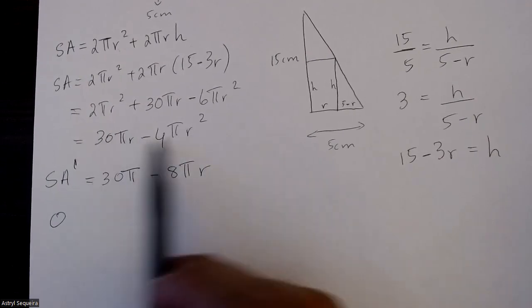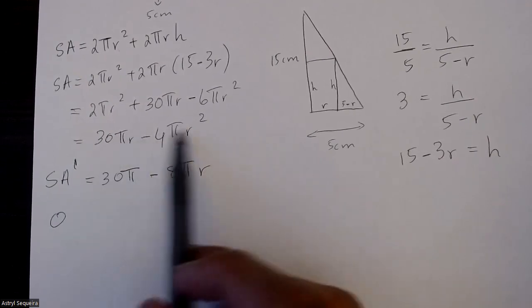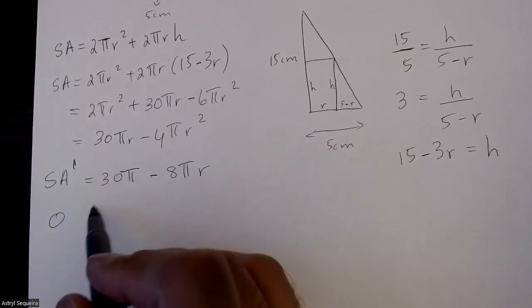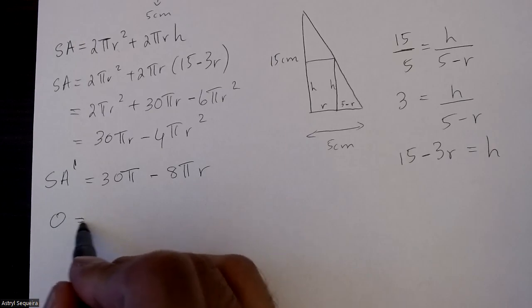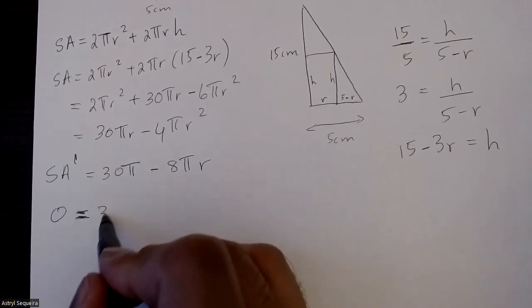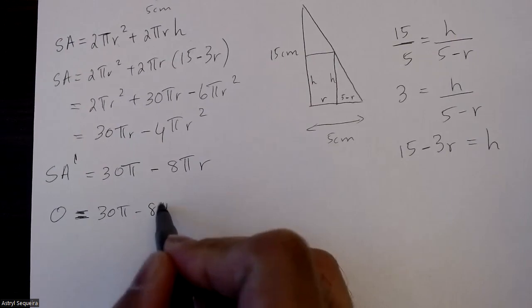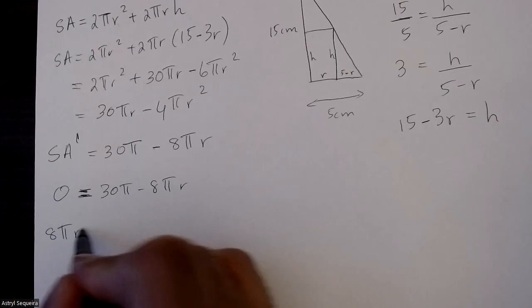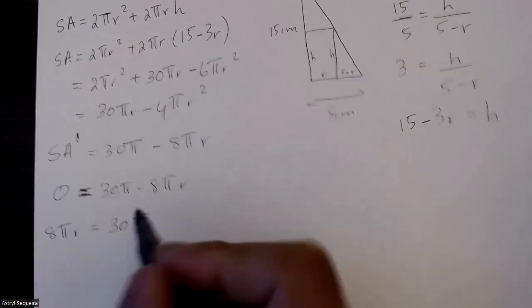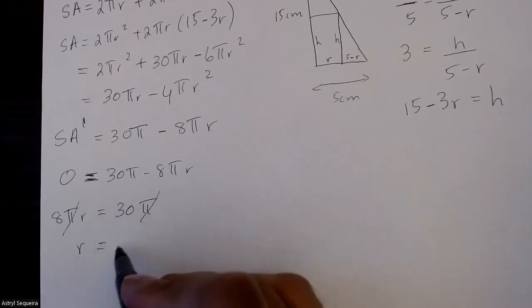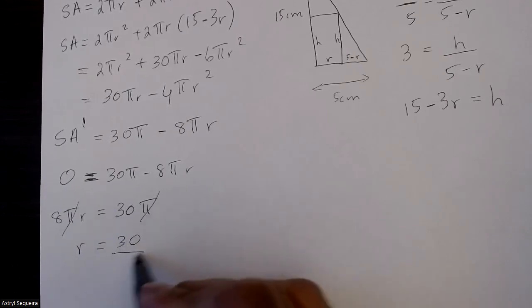The other thing is this is a negative quadratic equation. So you know a negative quadratic equation, the critical point is definitely going to be a maximum, which means it's going to give us a maximum surface area. But if you want, you can always do the second derivative test or any kind of test to prove that as well. So 0 equals 30 pi minus 8 pi r. 8 pi r equals 30 pi. R equals 30 divided by 8.